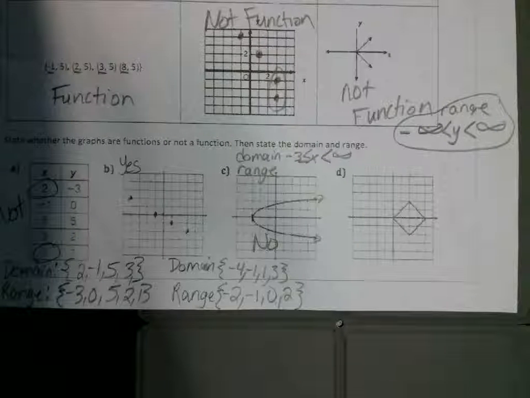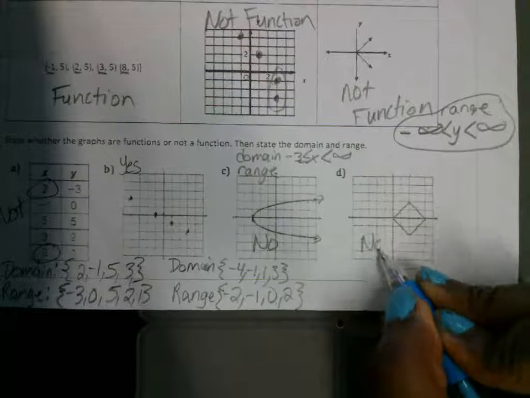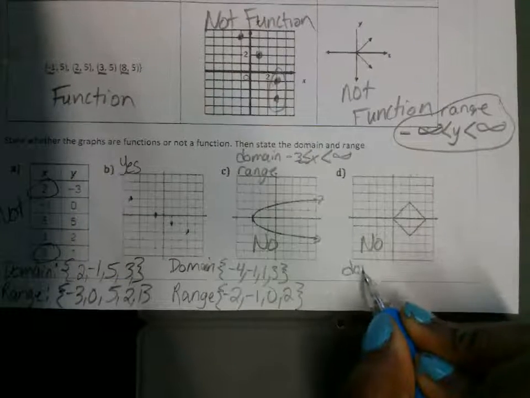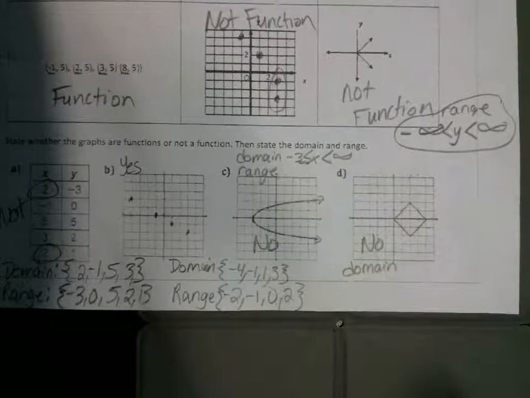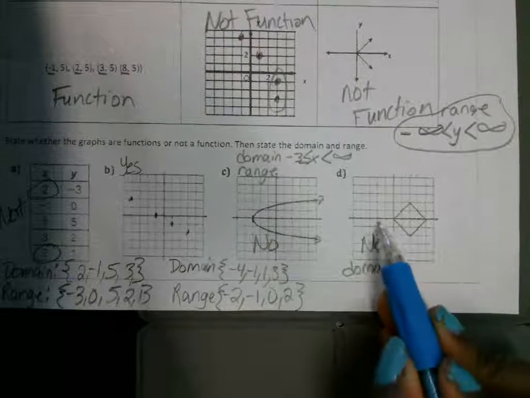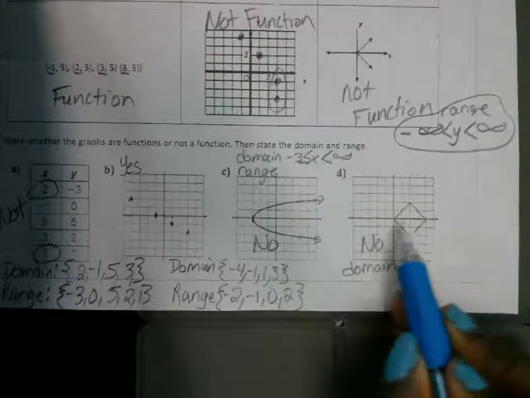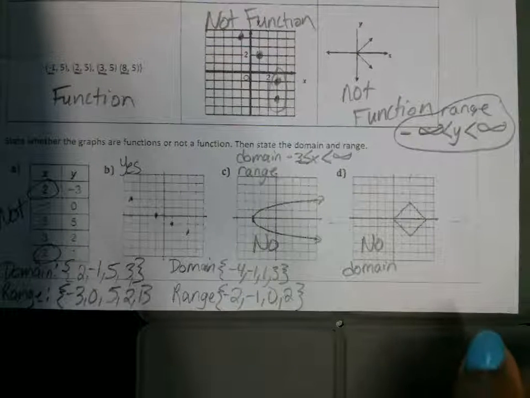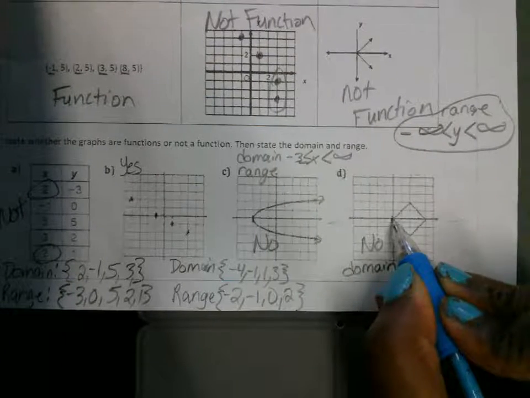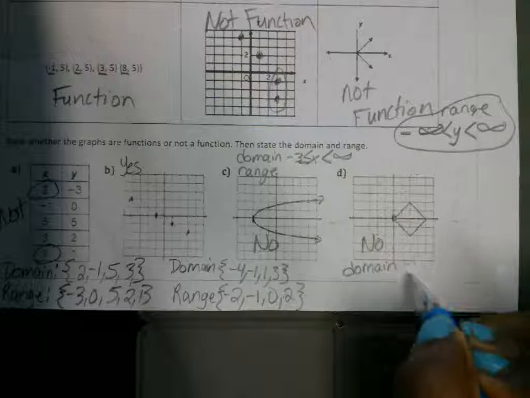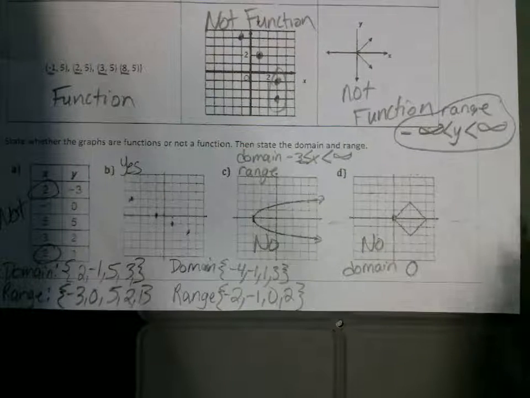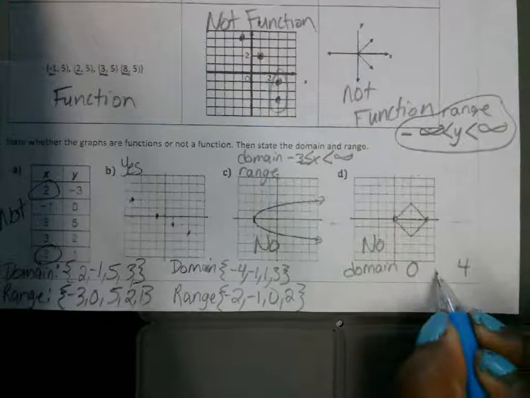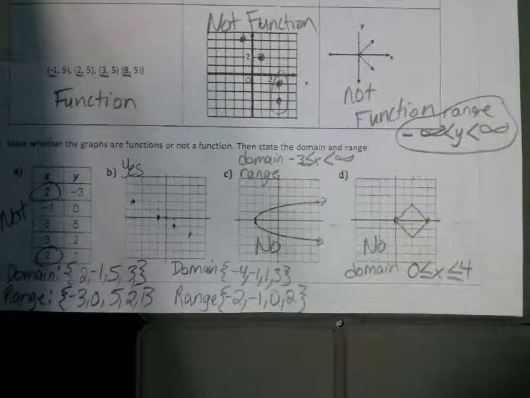Is D function or not a function? Not a function. This is a no. Let's do the domain. What's the smallest x value? 0, somebody said. Good. It's right here. This is the smallest x. 0. What's the largest x? 4. 1, 2, 3, 4. So x less than or equal to, less than or equal to.